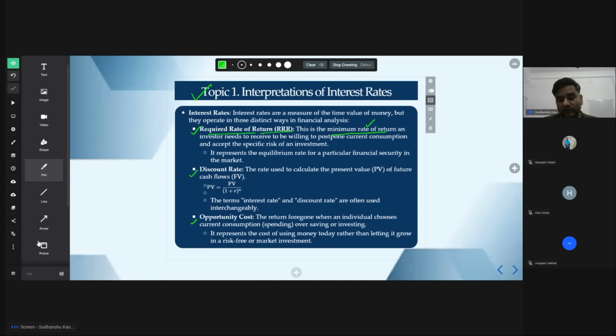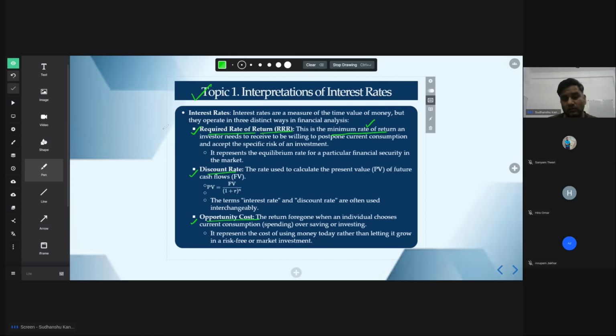Next one is the discount rate. Now, what is the discount rate? What I told you is that when I talk about required rate of return, discount rate, or opportunity cost, all three are rates only, but they can serve different purposes, which are quite related in nature. When I talk about discount rate, this is the rate used to discount your future cash flows back to the present value.